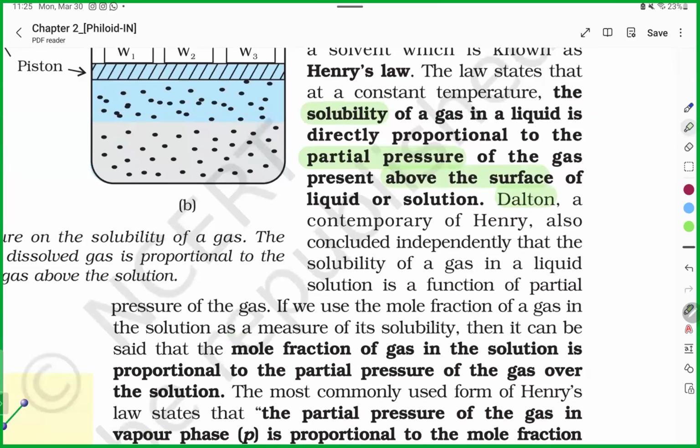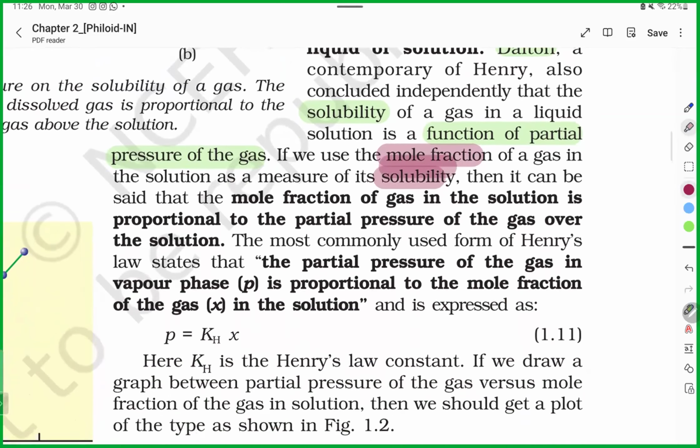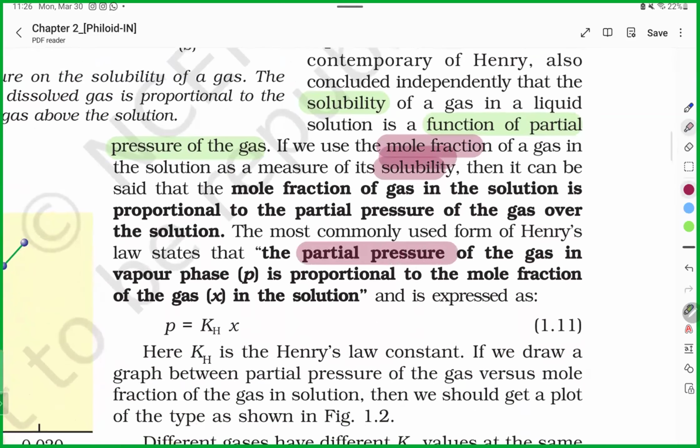Dalton also concluded the same thing, that solubility depends upon the partial pressure. Correct? Dalton and Henry said the same thing. If we use mole fraction, it is the same thing as solubility. Then can we say mole fraction depends upon the partial pressure? Solubility depends upon pressure. More pressure, more solubility. So mole fraction is related with the solubility. Correct? Or in Henry's law, the final thing we say is that the partial pressure of a gas in vapor phase depends upon the mole fraction of the gas in the solution.